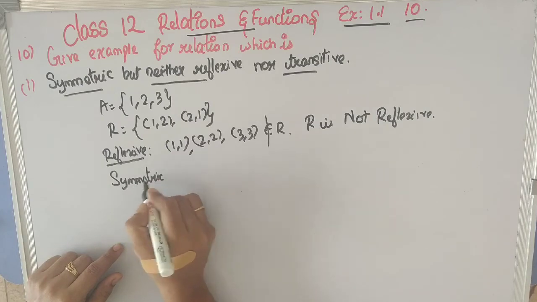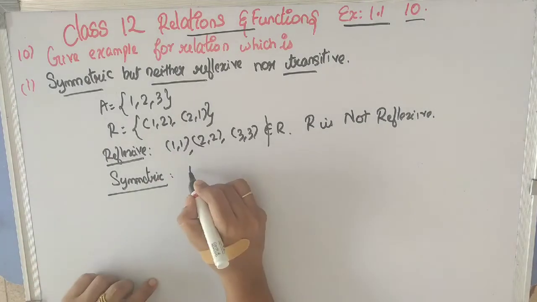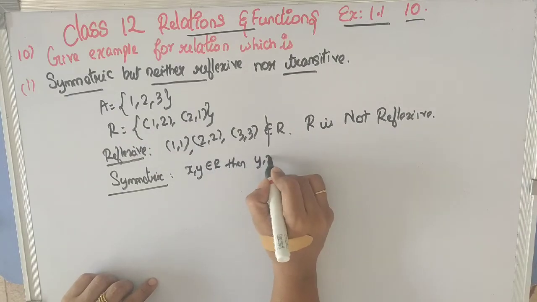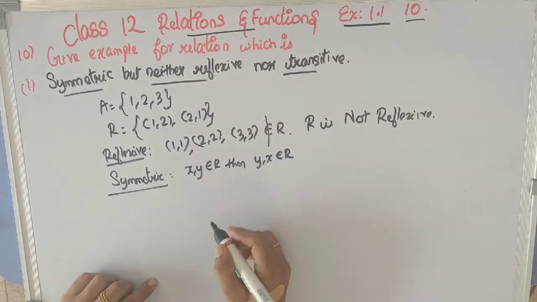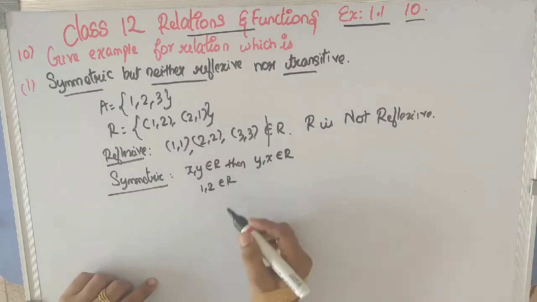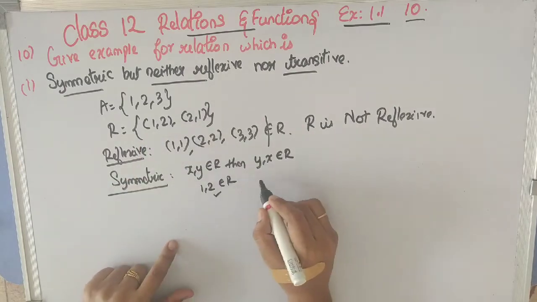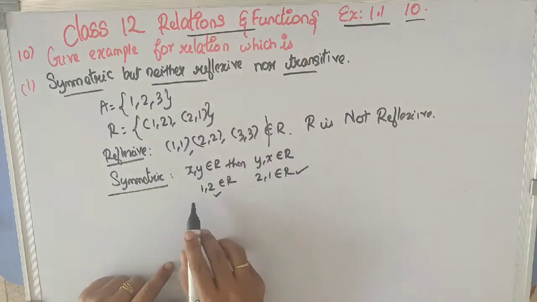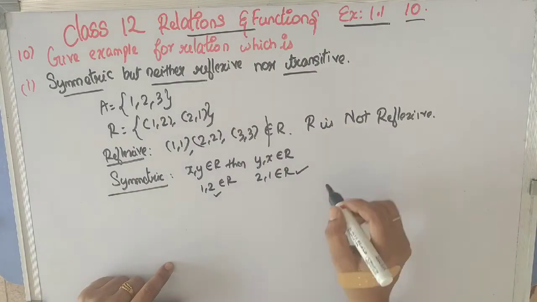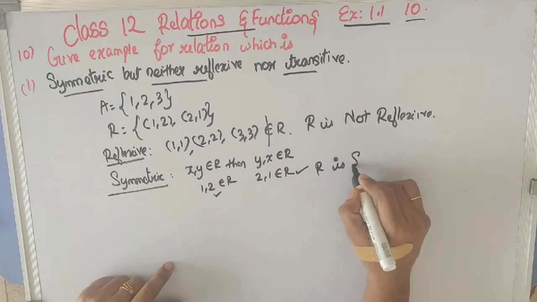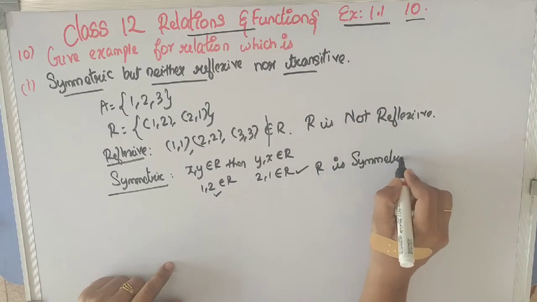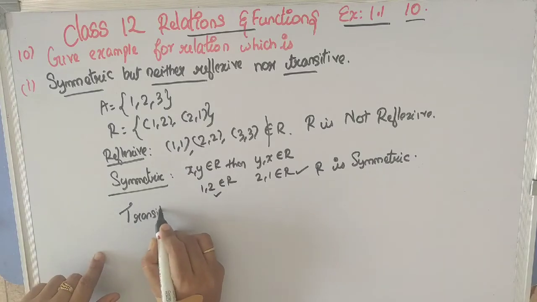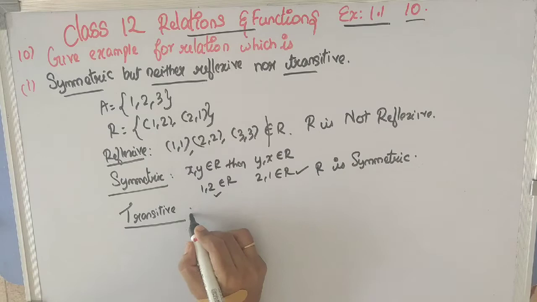Now, let's check whether the relation is symmetric or not. What is a symmetric relation? If (x, y) is an element of R, then (y, x) must also be an element of R for the relation to be symmetric. Here, (1, 2) is an element of R. Yes, true. Then, is (2, 1) an element of R? Is it possible? Yes, (2, 1) is also an element of R. Therefore, the relation R is symmetric. Clear? (1, 2) and (2, 1) are elements of R. So, R is symmetric.